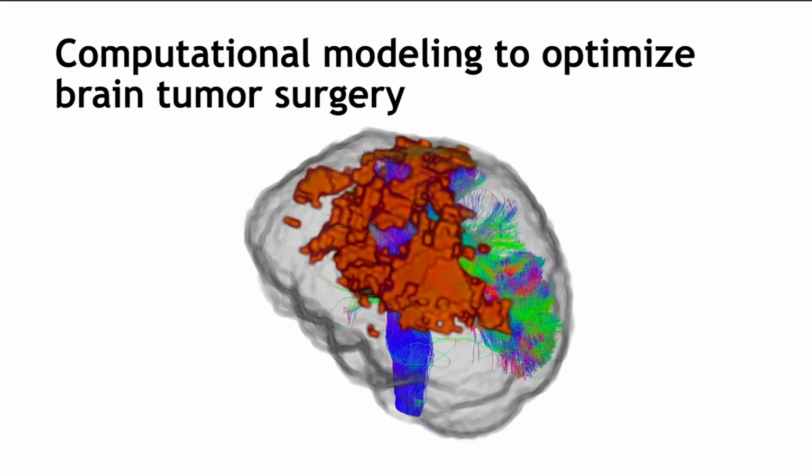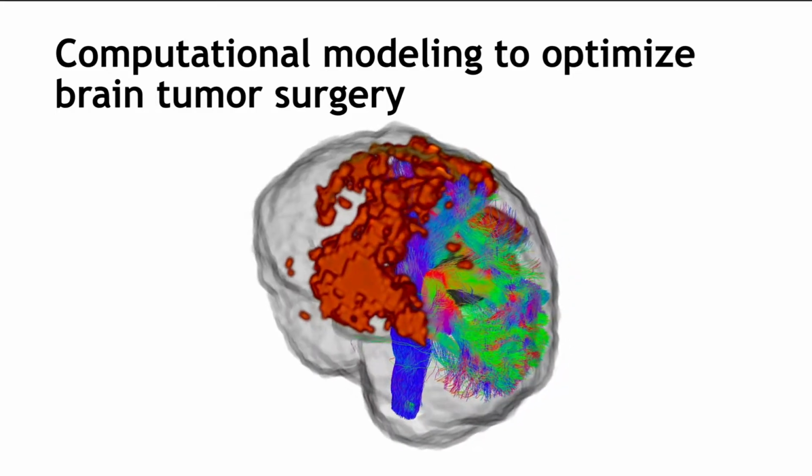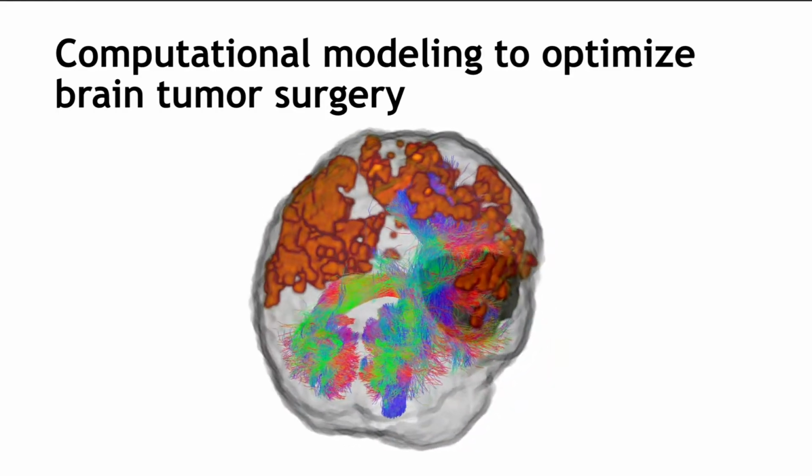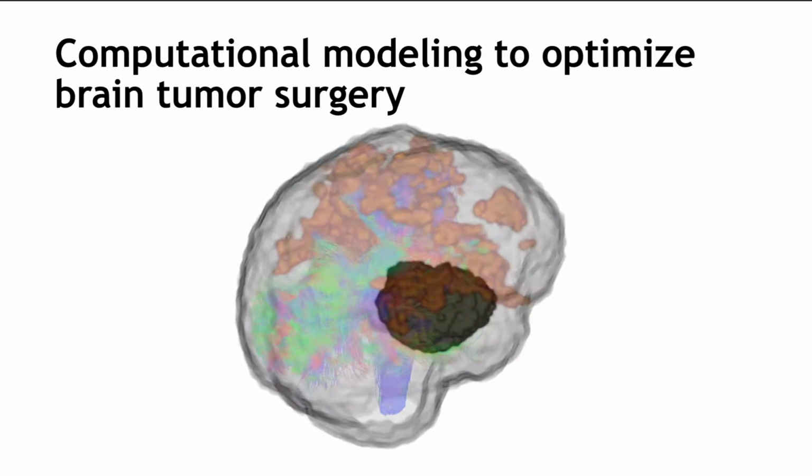This is because the brain is a very complex system that is slightly different for each individual, and even more so as a result for disease processes such as infiltration with a brain tumor.